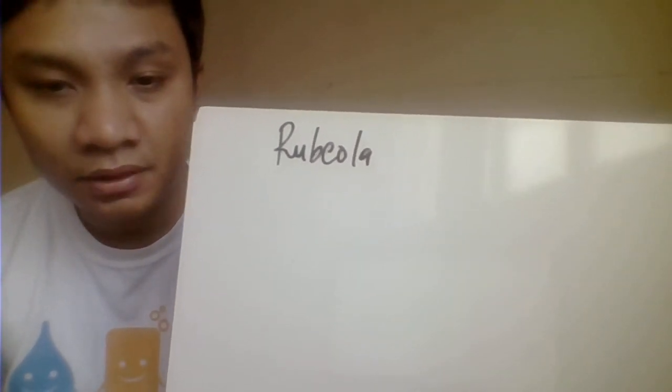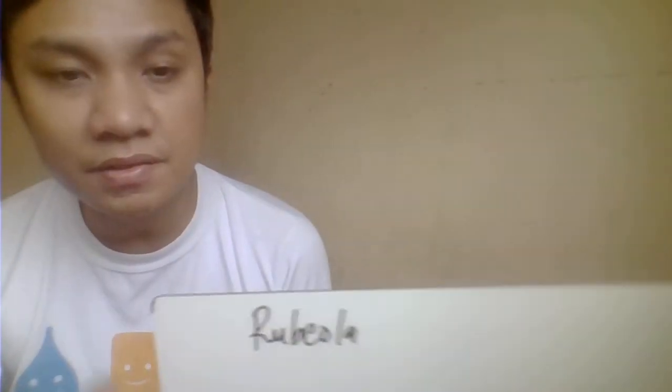Okay, so for the manifestation, first you have your Koplik spots. Koplik spots are usually found in the inner cheeks and are characterized by the presence of whitish-gray lesions against a very bright red background.